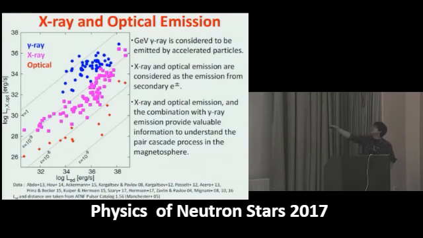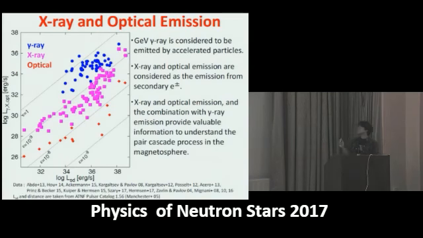This is a luminosity plot: gamma ray, X-ray, and optical as a function of spin down luminosity. X-ray and optical are considered as emission from particles created by high energy photons. So, in fact, the efficiency of optical and X-ray radiation is lower than gamma ray.